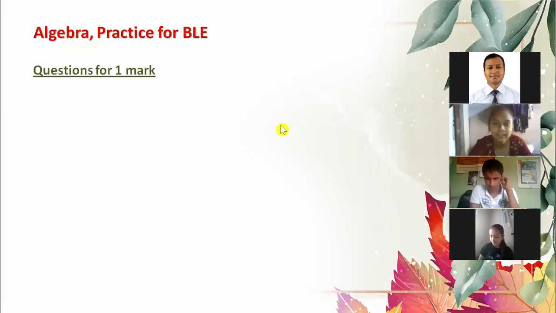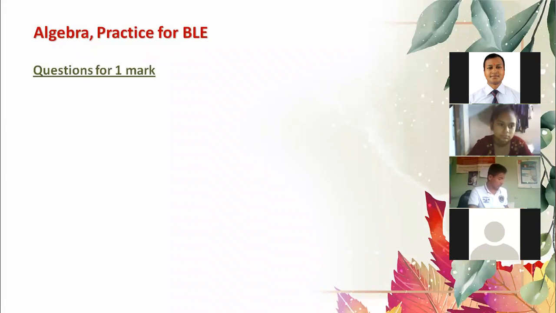I think in two sections you are in the chapter of algebra. I don't know about the third section. Which chapter are you learning? Section C, algebra. Equation is also part of section C.